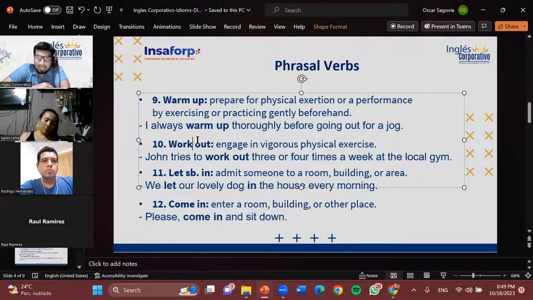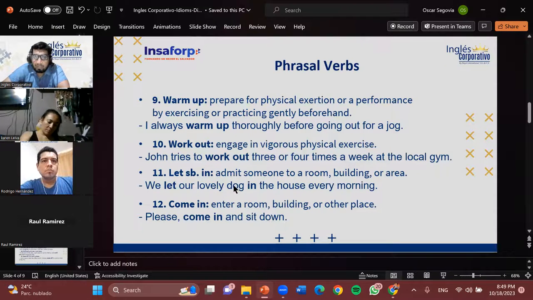And as we said before, that is the definition: admit someone to a room, building, or area. The example: we let our lovely dog in the house every morning. So that basically means that you give the permit, the allowance, for this dog to get into the house in the morning.